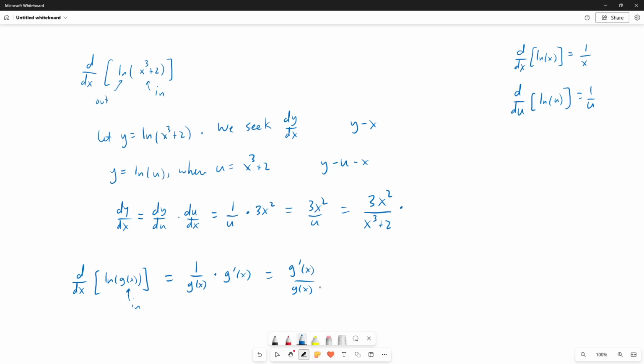So we can think of this as being the chain rule version of this equation here. The ordinary derivative of natural log of x is 1 over x. The chain rule derivative of natural log of g of x is 1 over g of x times g prime of x, or more simply, g prime over g.